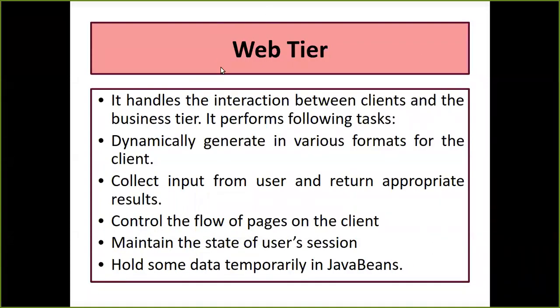Now when I talk about the second one, that is your web tier, what is going to happen? It is going to handle the interaction between your client and your business tier. So we know that the first tier is your client tier, the second is your web tier, the third is your business tier, and the last one is your EIS tier. So the second tier is going to handle the interaction between your client and your business tier, which is your third layer. The third tier is your business tier.